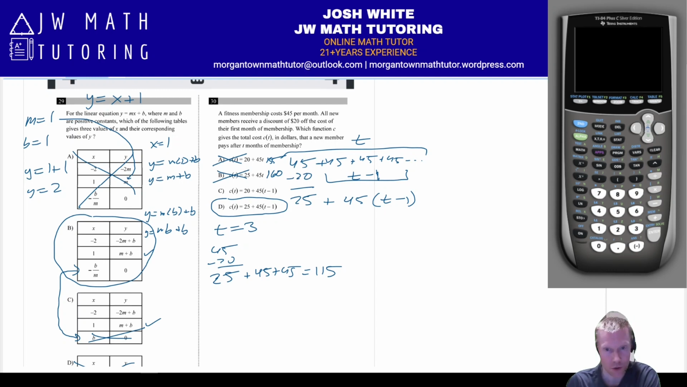For C, if you go ahead and plug it in, 3 for T minus 1 is 2. 2 times 45 is 90. 90 plus 20 is 110. Okay, that is not correct. We're looking for 115. And then D is going to be correct, but we could just confirm it. 3 minus 1 is 2. 2 times 45 is 90. 90 plus 25, 115. Correct answer. So you could also use picking numbers for this if you're not sure exactly how to get the equation algebraically.